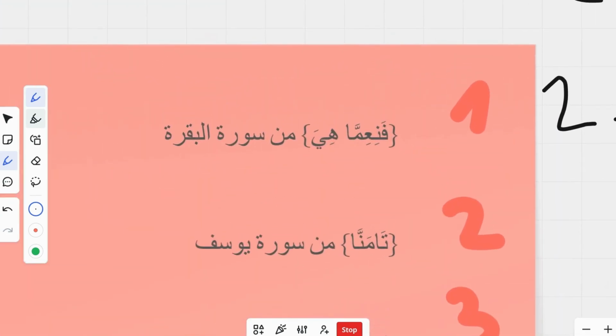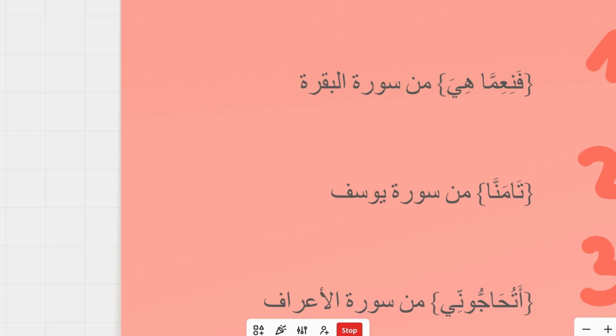So the first example is فنعم ما هي, from Surat Al-Baqarah. فنعم ما هي.